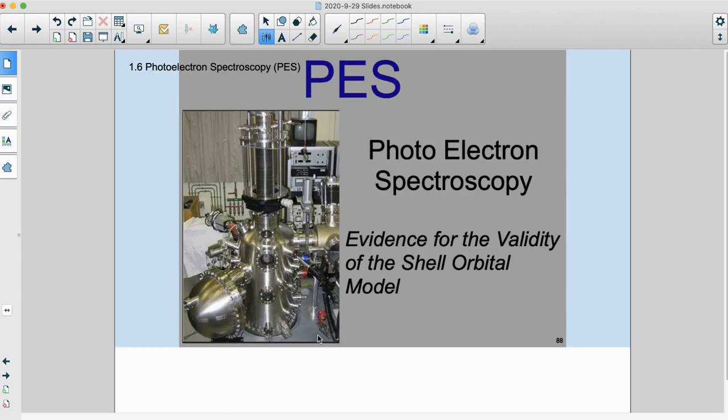Okay, so that finishes up topic 1.5 on electron configuration, and I threw in some periodic trend stuff as well. Now we're going to move on to topic 1.6, which is on photoelectron spectroscopy, abbreviated PES. PES is one way to show evidence that the shell model, the orbital model, the Bohr model is a valid model for the atom. Here we have some PES instrumentation right here.